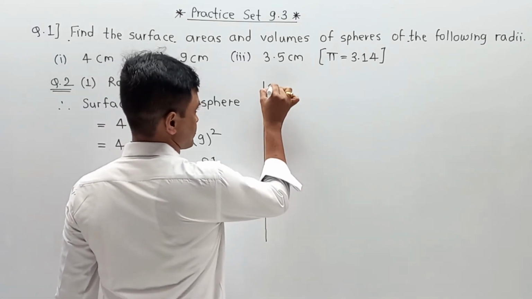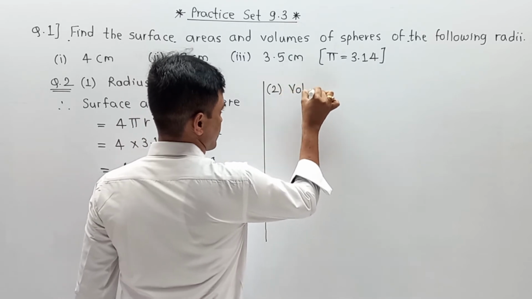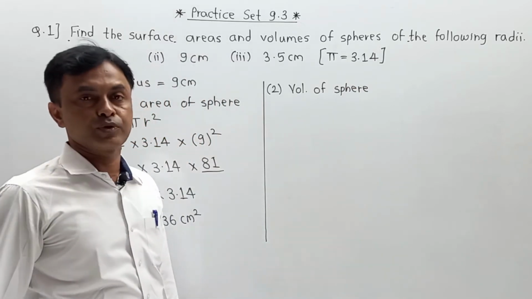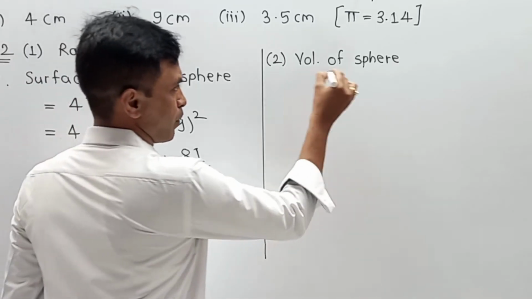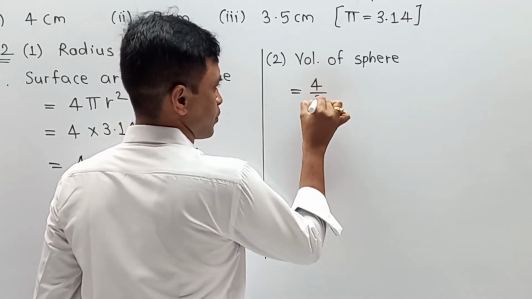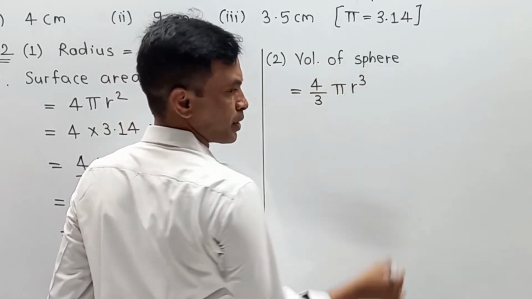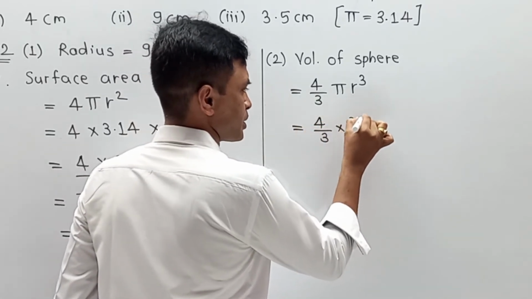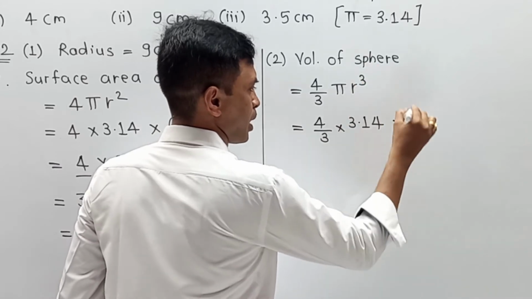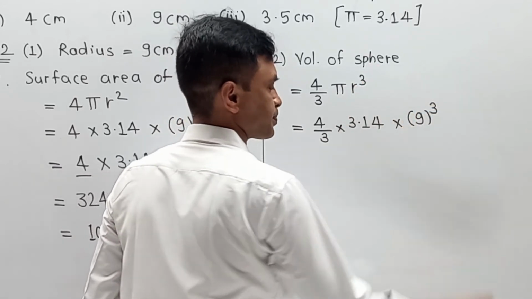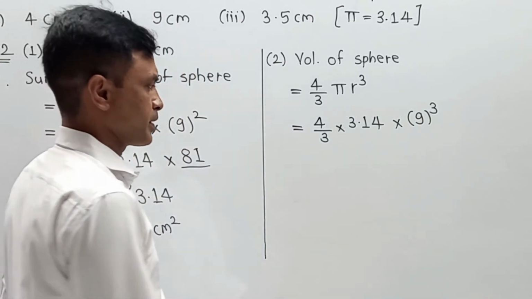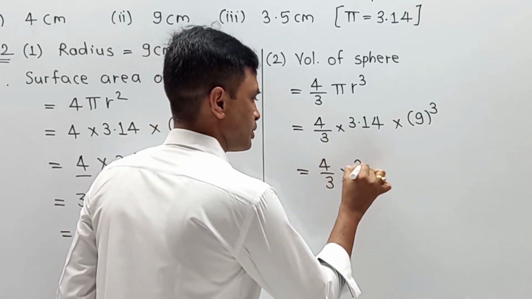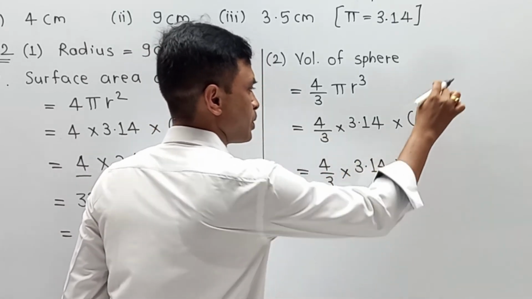Now volume of sphere. Here the calculation will be the most important part, so please pay attention. Volume of a sphere formula is 4 upon 3 pi r cube. If I put in the values, it becomes 4 upon 3 into pi, mentioned as 3.14, into r cube, meaning 9 cube. Now step by step simplification. Same part is 4 upon 3 into 3.14 into 9 cube.